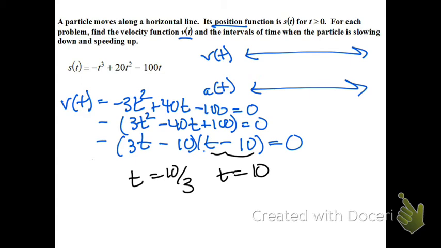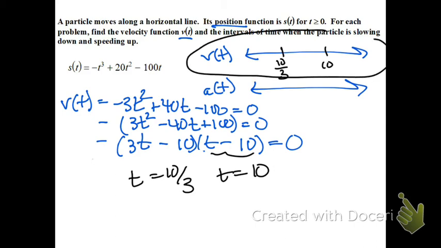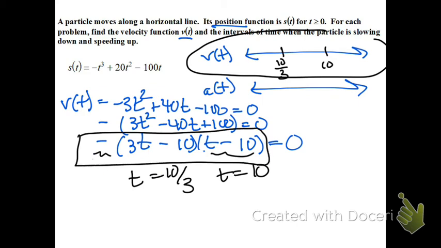So now I'm going to focus on my velocity sign chart. 10/3 is 3 1/3, so we have a 10/3 and we have a 10. Okay, now when you're checking the sign of your velocity here, make sure you incorporate this negative. Okay, we're plugging in right here. If I plug in a number to the right of 10, like an 11, this would be positive, this would be positive, but there's a negative in front, which makes this negative. If I plug in a number to the left of 10/3, like 0, this would be negative, this would be negative, but there's another negative here. 3 negatives would give me a negative. If I plug in a number between 10/3 and 10, you end up with a positive.